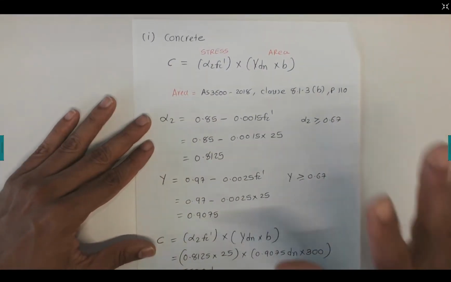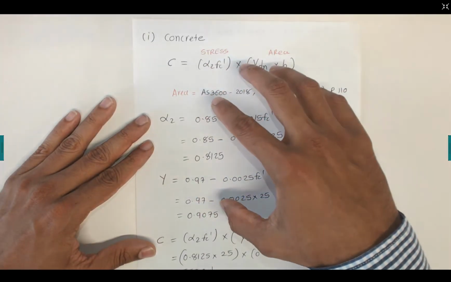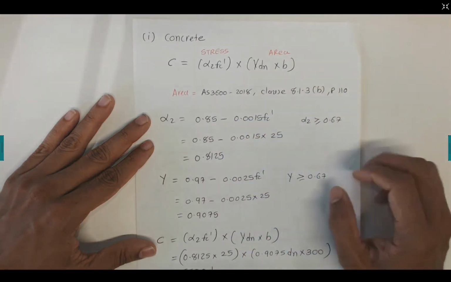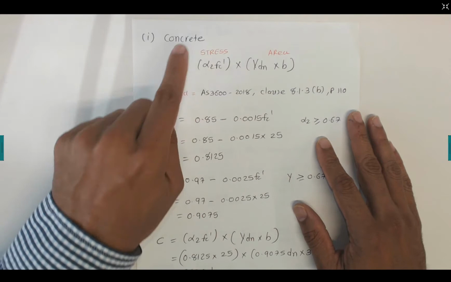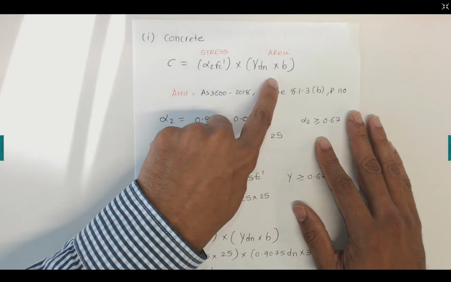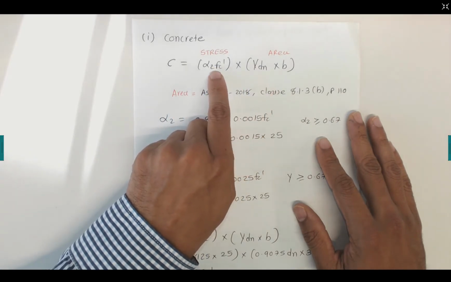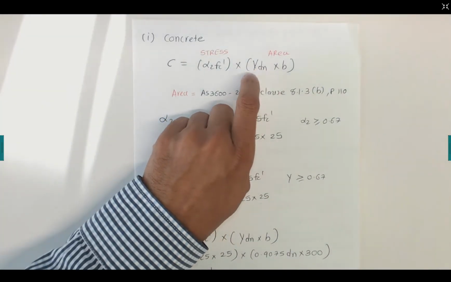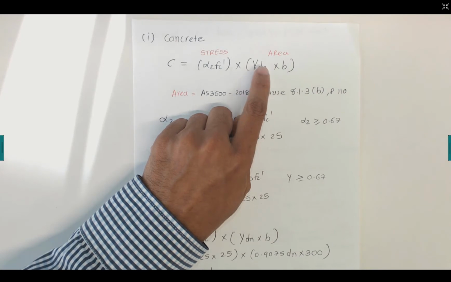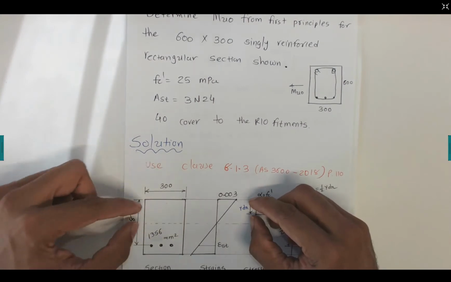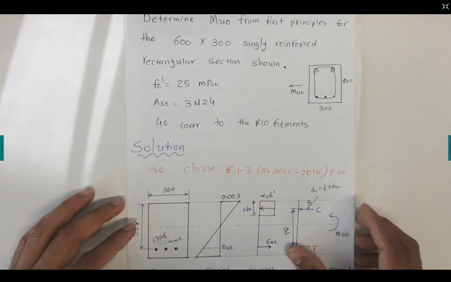Now we are going to divide the whole problem into 3 sections. First we calculate the force in the concrete, then we calculate the force in the steel, and then we calculate the moment. So let's calculate the force in the concrete. In the previous video we discussed that force in the concrete is equal to stress times area. Now that stress is alpha 2 f'c, that we see here, and the area is gamma dn, that is the depth, times this b, that's the area.